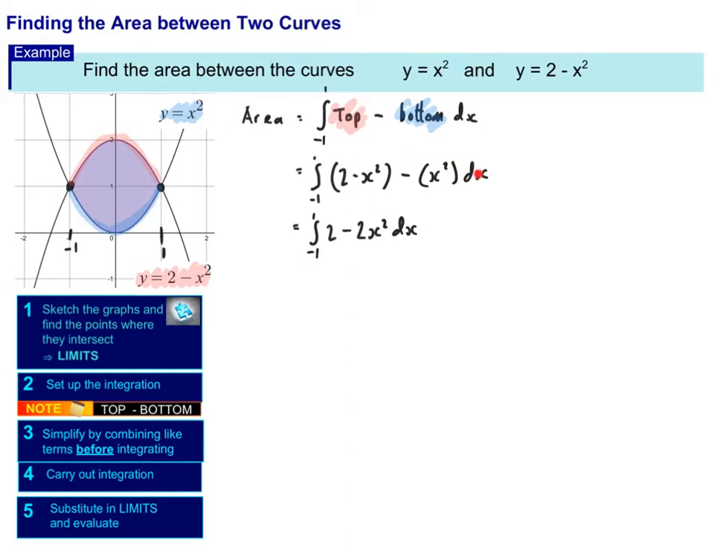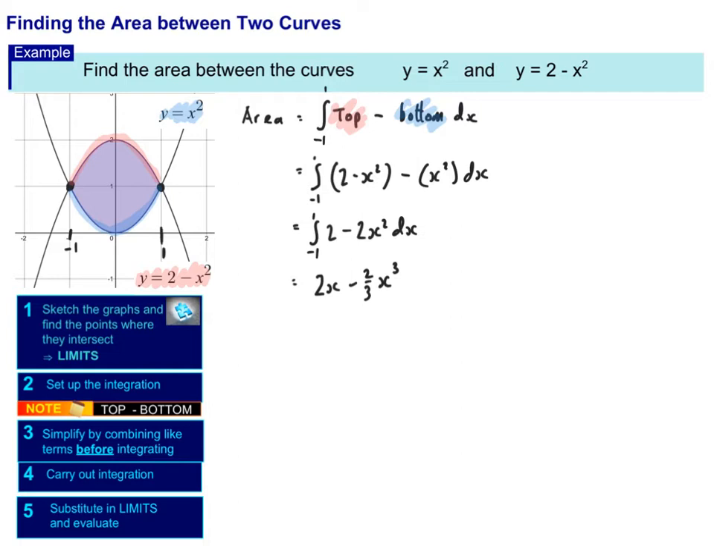Once you've got this set up with your top function minus your bottom function, you should always tidy this up before you do any integration. So down here you see I've got these 3 long integration symbols to show I have not done any integration yet. That's what I'm going to do now. 2 is going to integrate to 2x. Minus 2x squared, well, the x squared will go to an x cubed, and I'll need to divide by that 3. So I've got 2 over 3 as my coefficient.